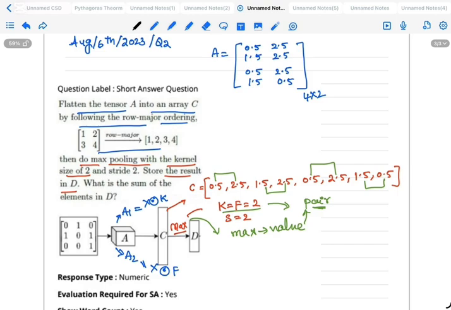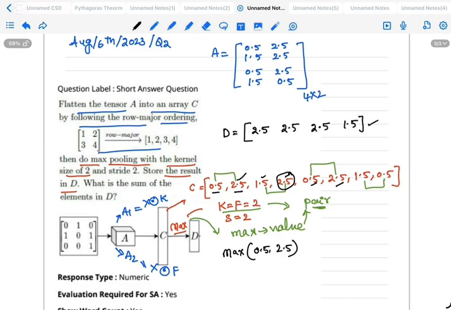so the matrix D becomes, D equals only 4 elements: the max of 0.5 and 2.5, that is 2.5. Maximum pooling, that is max of 0.5, comma 2.5, so this value. In the same way, max of 1.5 and 2.5, this value 2.5, and max of 0.5 and 2.5, that is 2.5, and max of 0.5 and 1.5, that is 1.5. This is the matrix D.